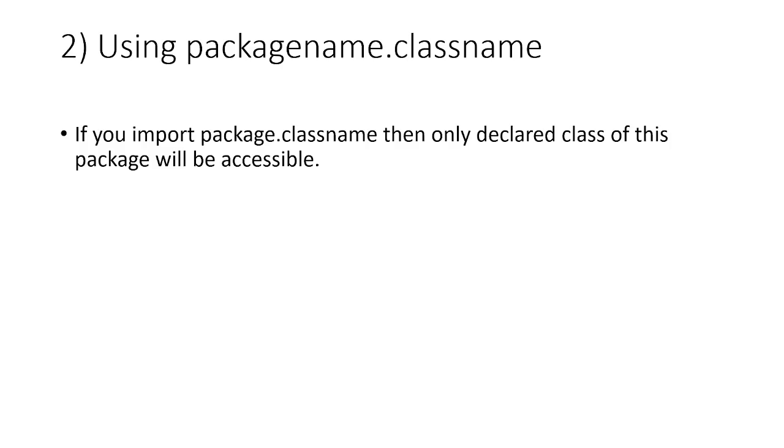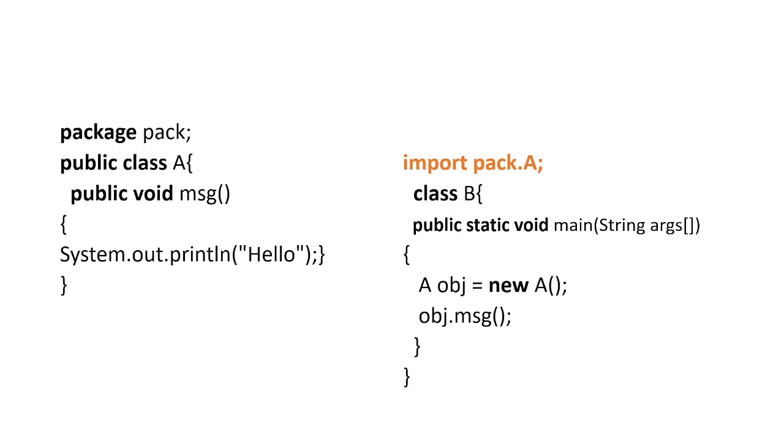The second way to access the package is package.classname. That means only the declared class of this package will be accessible. So package pack is similar, but import pack.A. The star indicates access to all the classes and interfaces, but pack.A indicates access to only class A. Class B has the main method: A obj equals new A(), then obj.message(), and it displays hello.